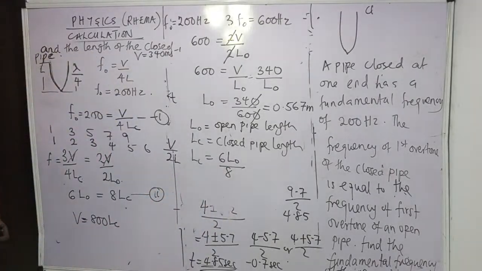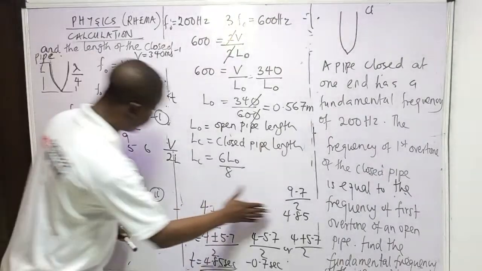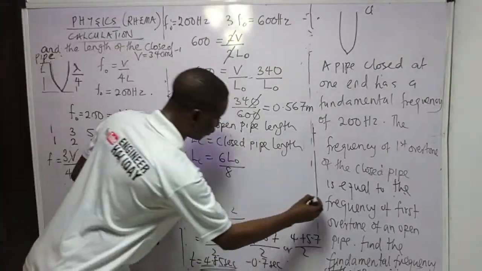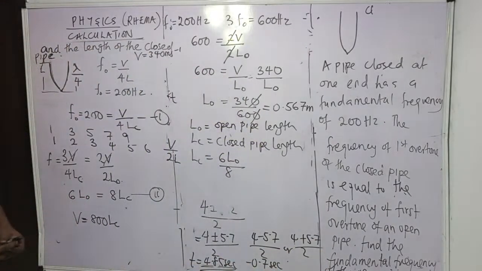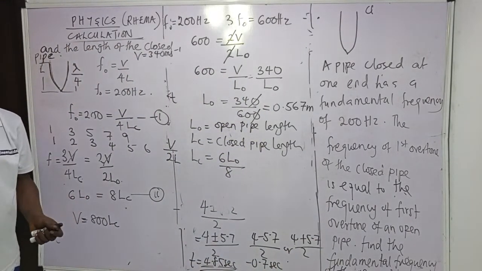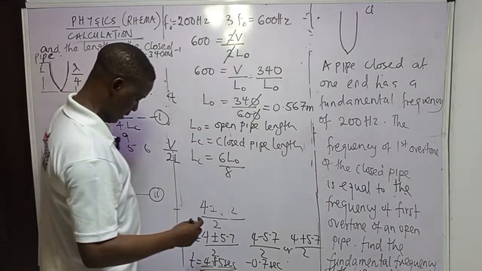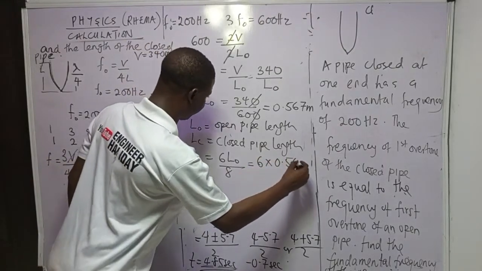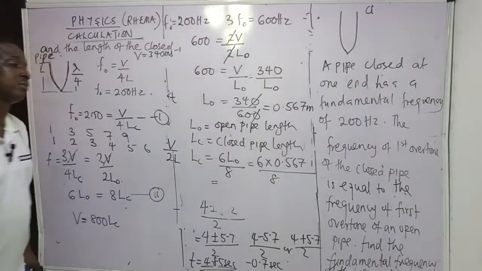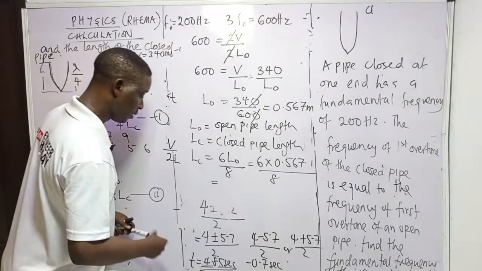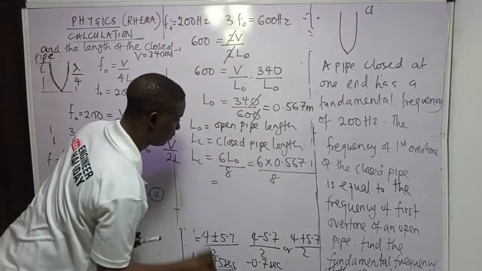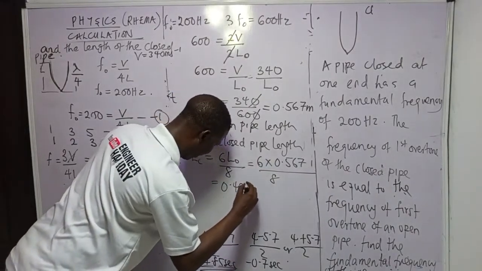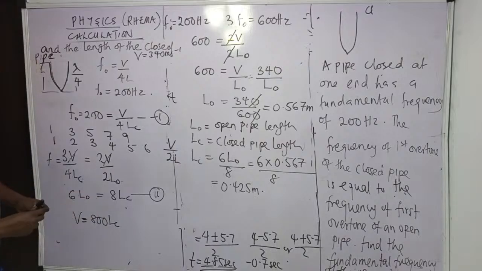Please, when you are giving me a question, ensure the question is complete, because if it's not complete, it will make us look as if we don't know what we are doing here. Very important, you let us know: the speed of sound in air should be given. It's a constant, just like when you are giving me a question without g. So that will give me 6 times 0.567 divided by 8. What do we have? We are going to have 0.425 meter. So this one is the length of the closed pipe.